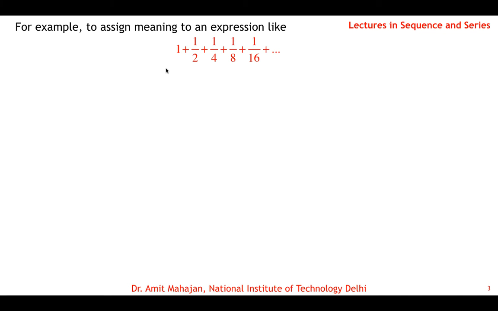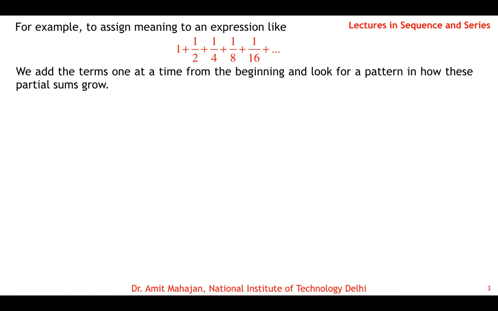For example, to assign a meaning to an expression like 1 plus 1 by 2 plus 1 by 4 plus 1 by 8 plus 1 by 16 plus so on, which is an infinite sum of real numbers, we add the terms one at a time from the beginning and look at the pattern. So we are trying to define the nth partial sum by starting with defining S1, the first partial sum, the second partial sum, and so on.